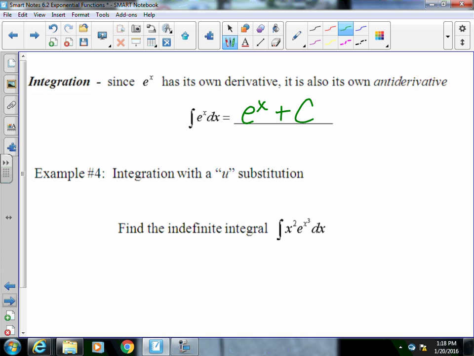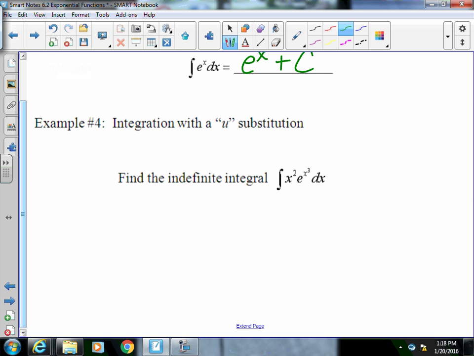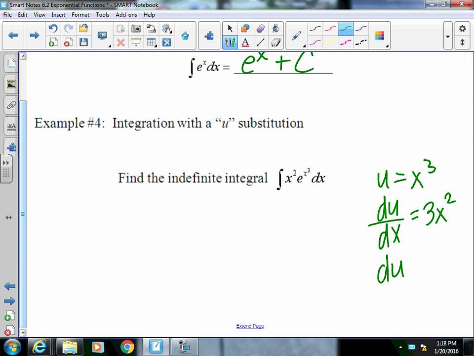Let's try one. So I want to find the indefinite integral of that function. I'm going to need u substitution, and I'm going to make my u x cubed, which means du dx is equal to 3x squared, and du over 3x squared equals dx.